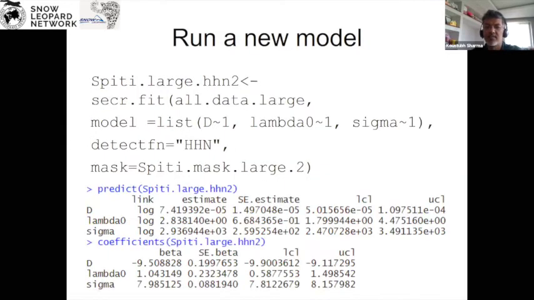When I use this new mask, I've called it Spiti Mask Large 2, just for convenience sake, to be able to remember what it is called. I just gave it a name 2. And when I use this one, everything else is the same. All data large is the same. The models, everything is being assumed constant here. Hazard half normal is the same.